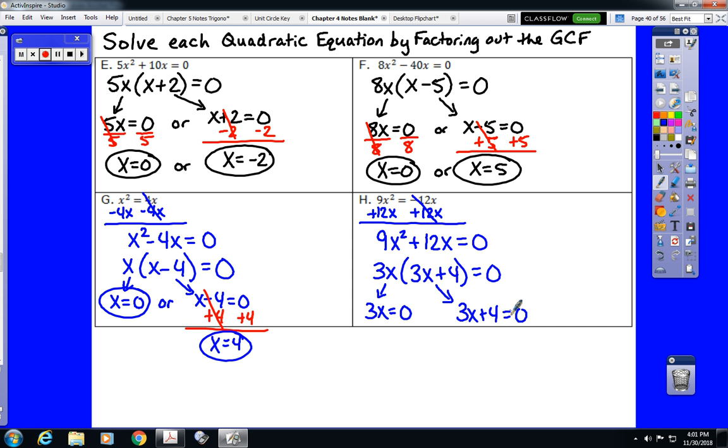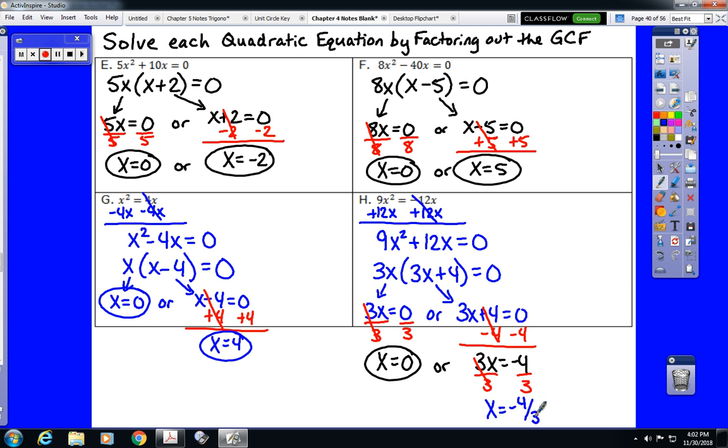And those two equations are going to give us our solutions. Either 3x is equal to 0, which we solve by dividing by 3 and getting x equals 0, or the second equation here, we're going to have to subtract 4 from each side, which would give us 3x equals negative 4. And then we would need to divide by 3, which would give us the second solution as being x equals negative 4/3. So those are our two solutions for that final equation there.